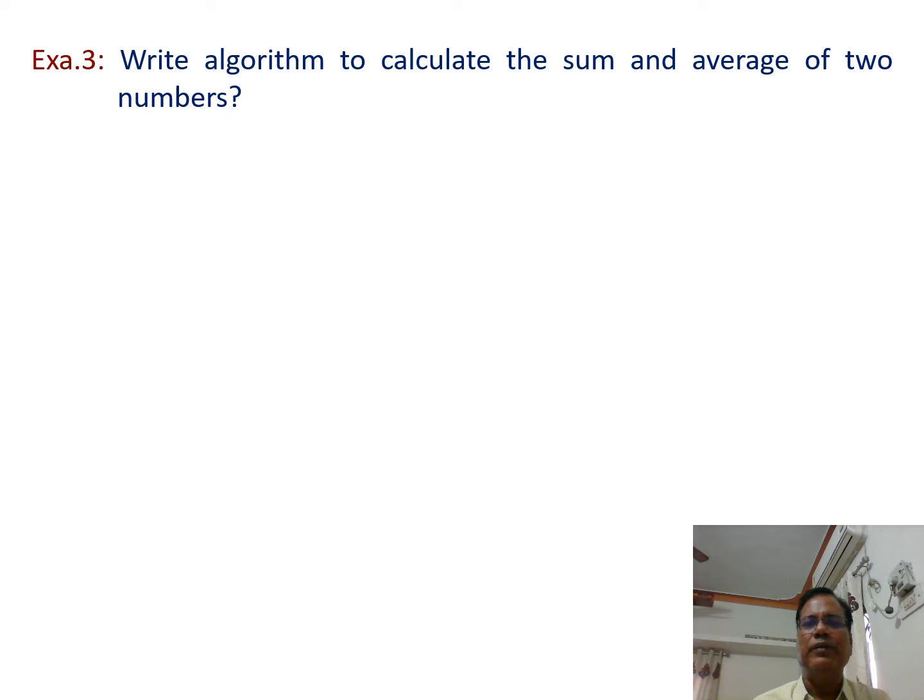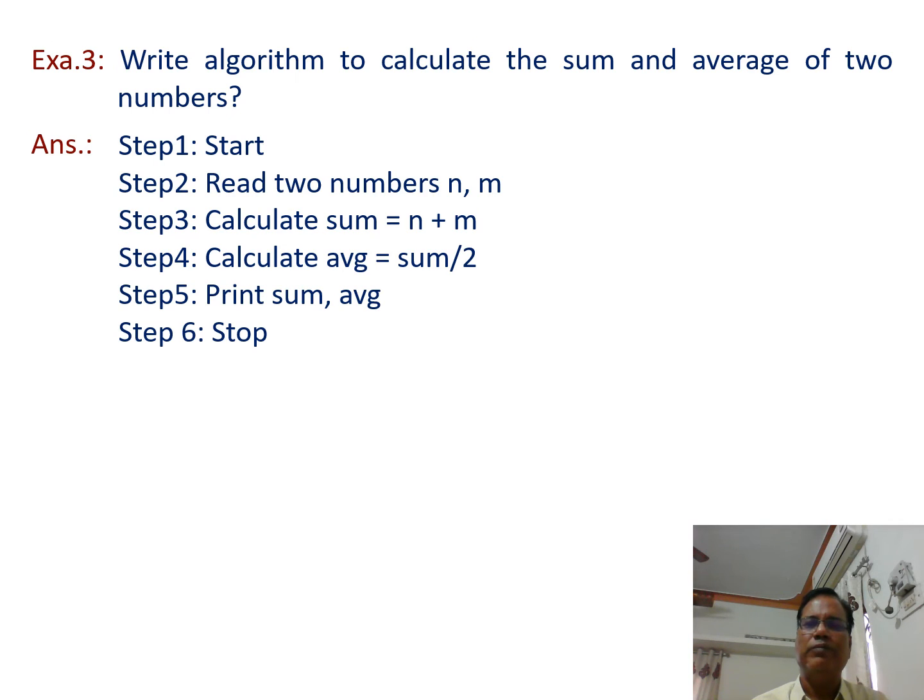Another example: write an algorithm to calculate the sum and average of two numbers. Here in this problem, we have to write an algorithm to find the sum of two numbers as well as their average. So an algorithm can be written like this.